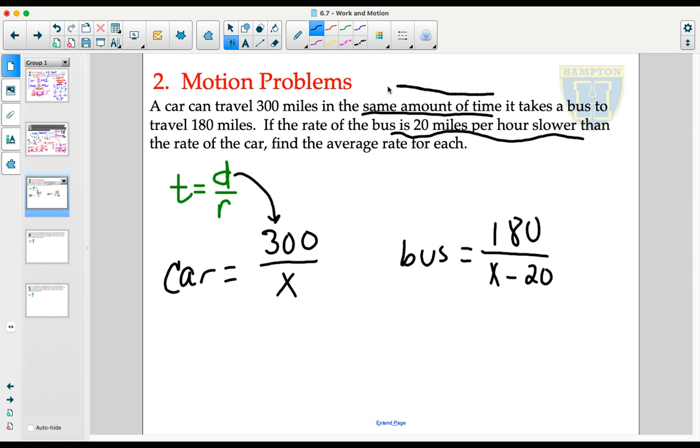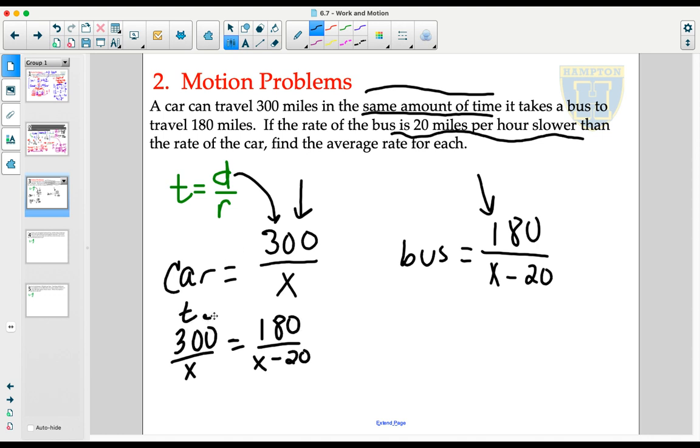Because the two vehicles are traveling for the same amount of time, we know that these two time-based expressions for the car and the bus need to be equal to one another. And in this case, we have 300 over x is equal to 180 over x minus 20. This is the time of the car, and this is the time of the bus. Because it's a fraction equal to a fraction, we can cross multiply.